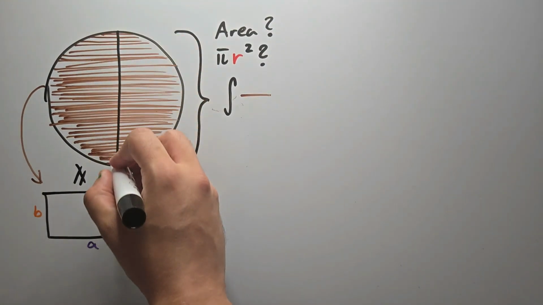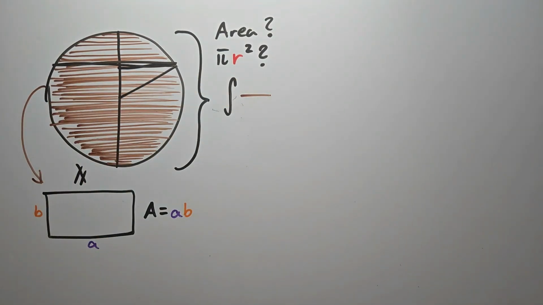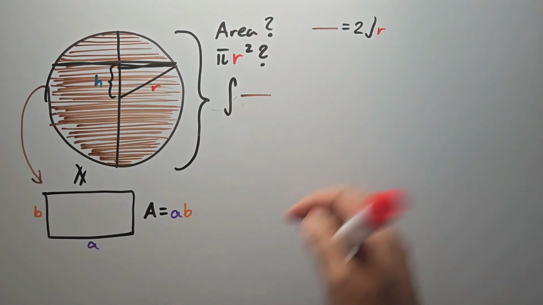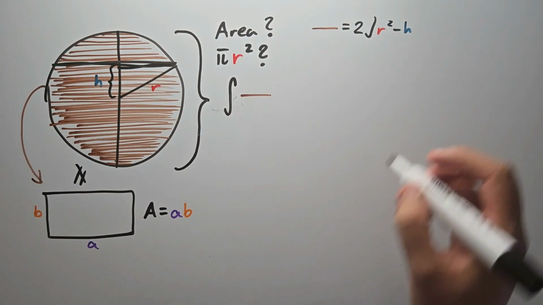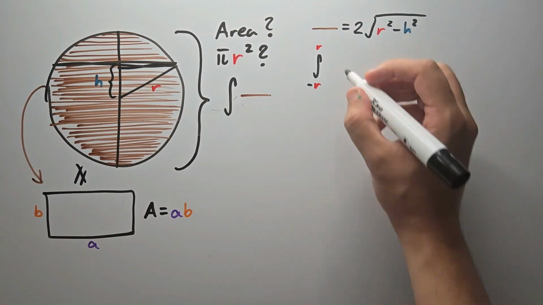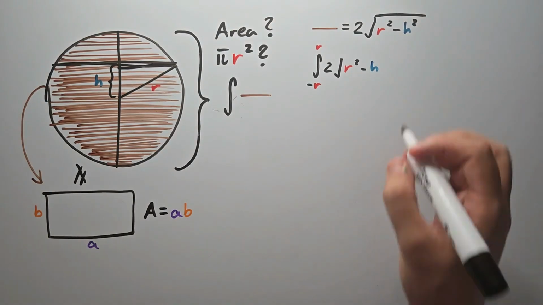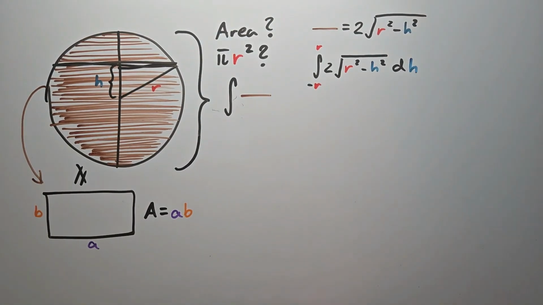Now, to add up all these lines, we actually need to know how long each line is. For any given line at distance h from the centre of the circle, we can find the length of that line using Pythagoras' theorem, which gets us that each line is equal to 2 times the square root of r squared minus h squared. So we can find the area of our circle by integrating this expression with respect to h, where h goes from negative r to r.